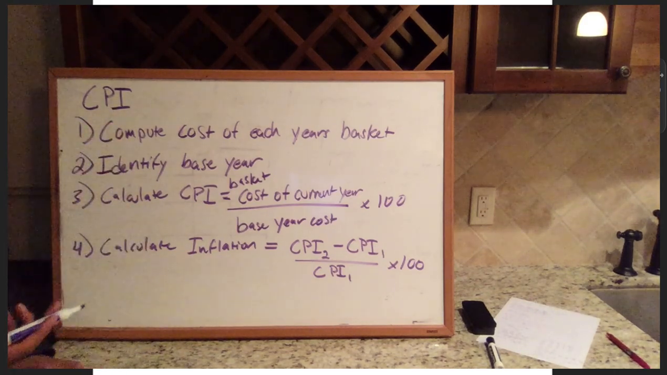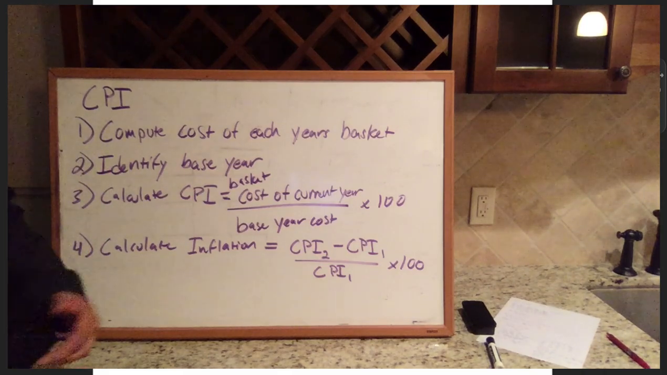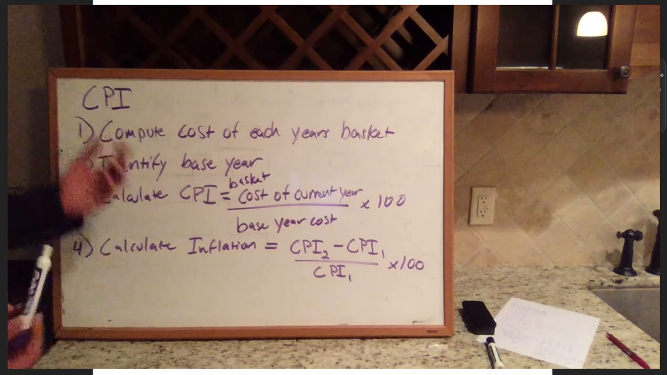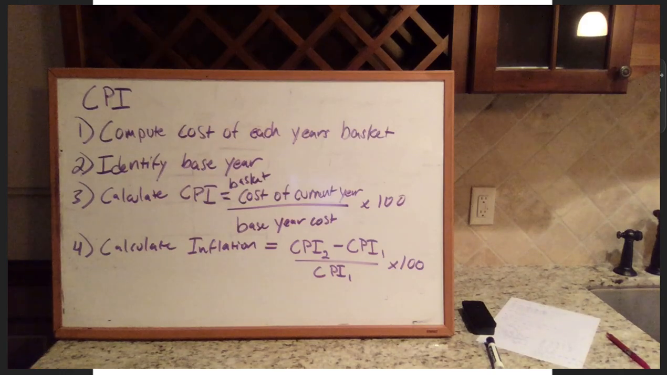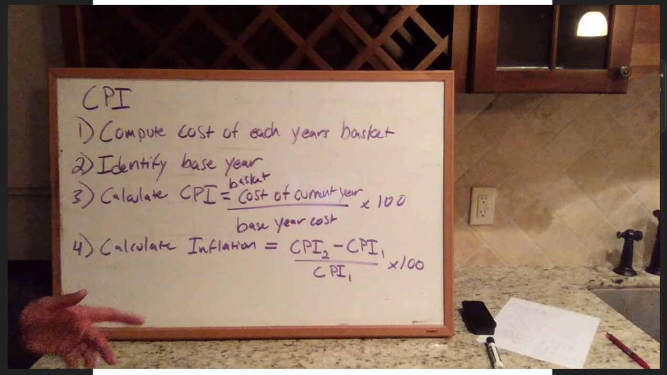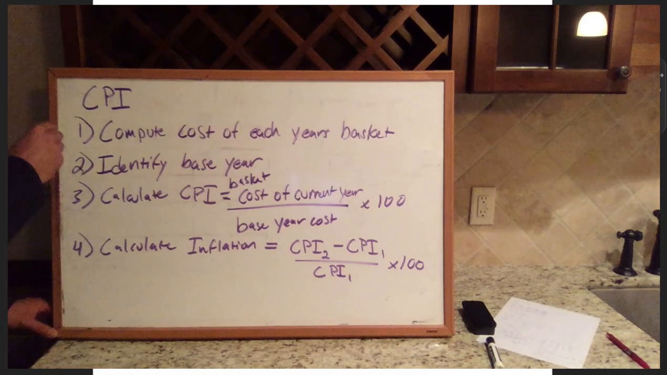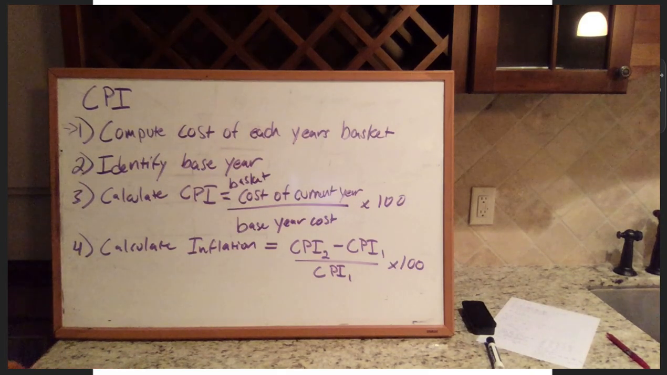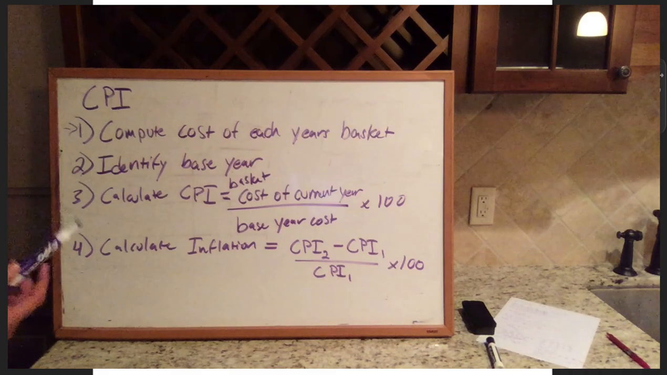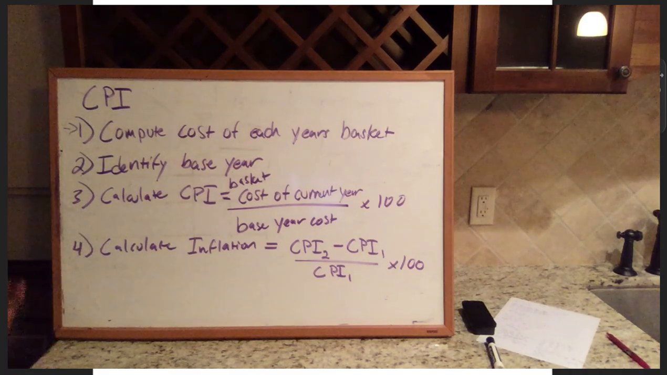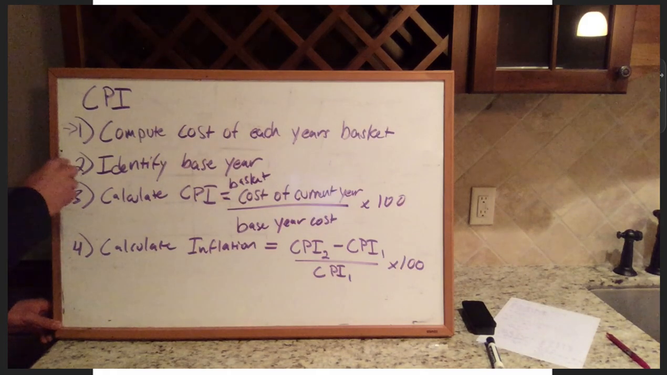So with CPI, we can track how prices have changed. Very similar to the deflator, we can see what's happening over time in our economy. You can compare different dollar values at different time periods, as well as overall price change. So here are the steps. You want to compute the cost of each year's basket. Each year, you'll have certain goods that are going to be in a basket. You need to calculate the overall cost. Then you want to identify the base year.